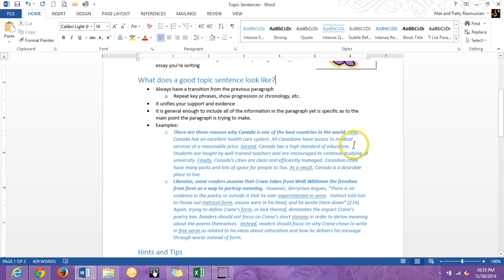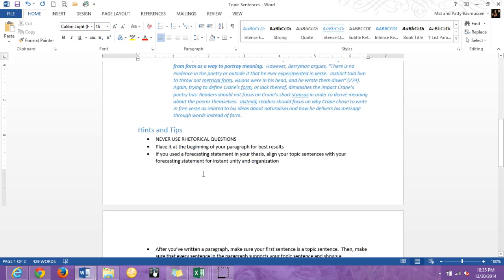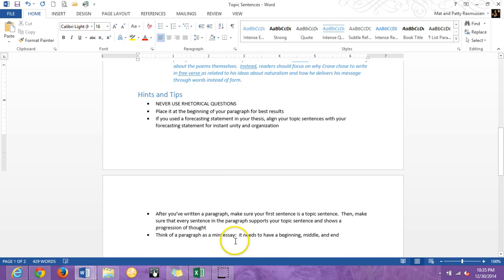Second, Canada, blah, blah, blah. Second piece of information. Finally, Canada's cities are clean, so on and so forth. As a result, Canada is a desirable place to live. So what you're seeing now, this is something that I mentioned, the very last bullet point under the hints and tips.